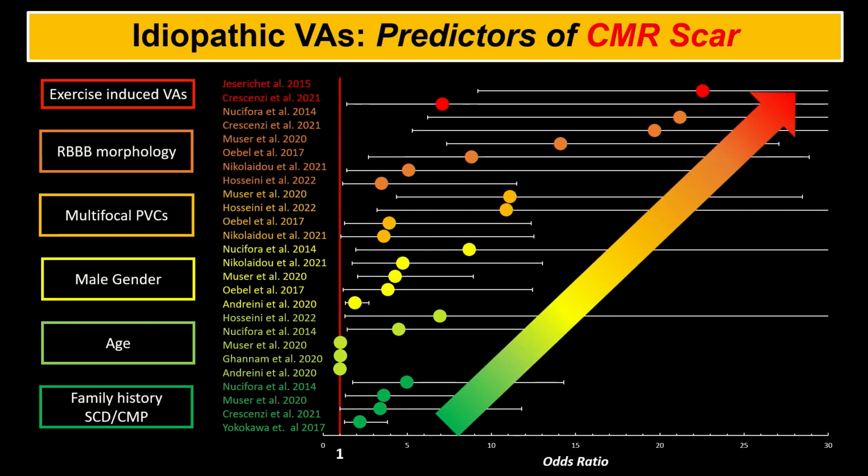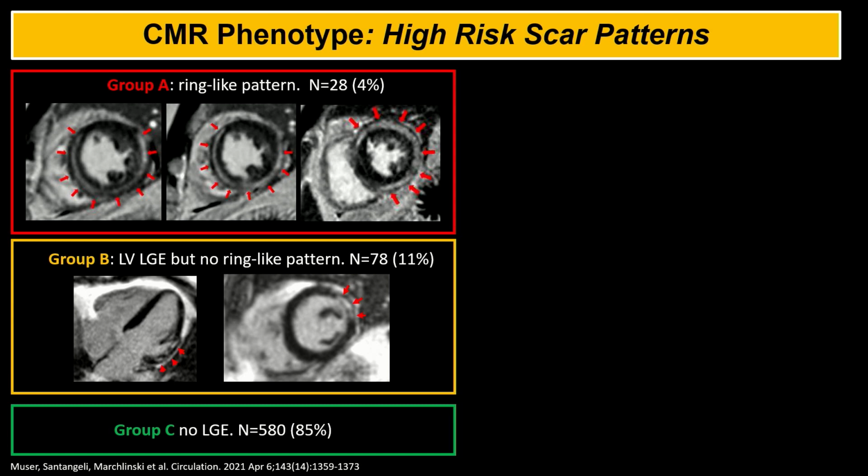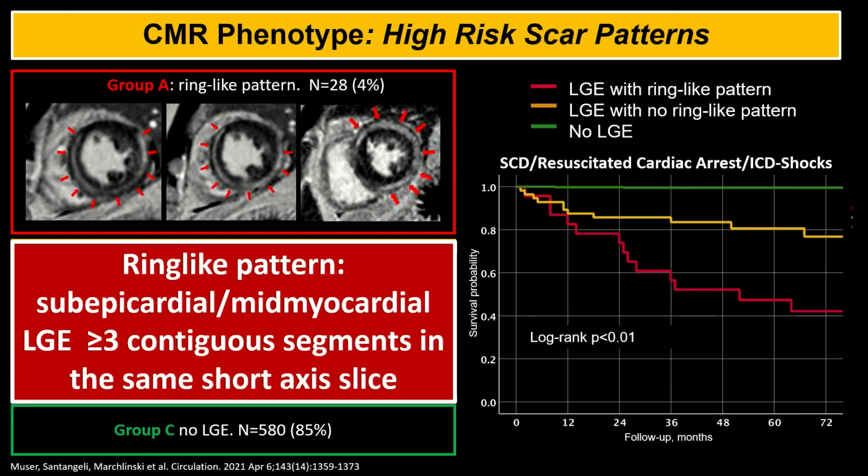But how should we interpret MRI results? It's not just the presence of scar that matters, but we have always also to look for some specific features of the scar. For example, now we know that there are certain scar patterns, such as the so-called ring-like scar pattern, which is characterized by a circumferential layer of fibrosis involving the LV, that are associated with a very high risk of sudden cardiac death compared to other scar patterns, regardless of the underlying ejection fraction.